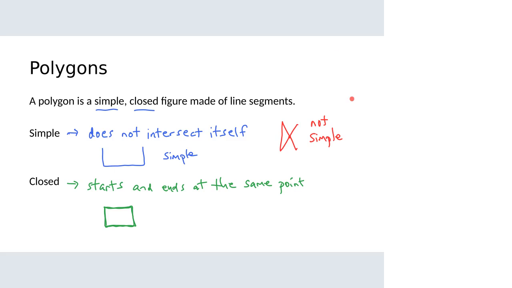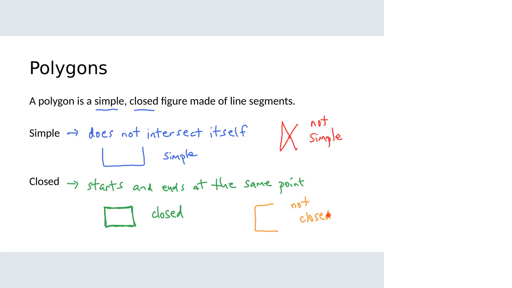And a figure that's not closed, well, we start it, but then we don't end at the same point. We end over here, and it never really closes. It never finishes the picture, if you want to think of it that way. But here we have a closed figure that starts and ends at the same point, and over here we have a figure that is not closed.